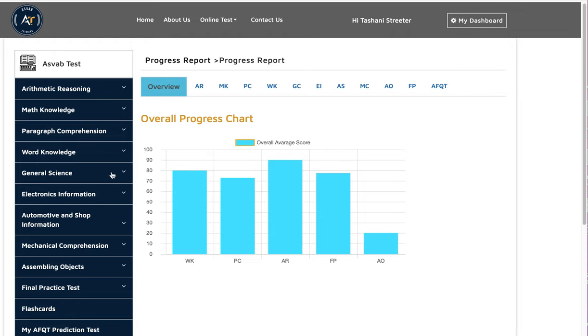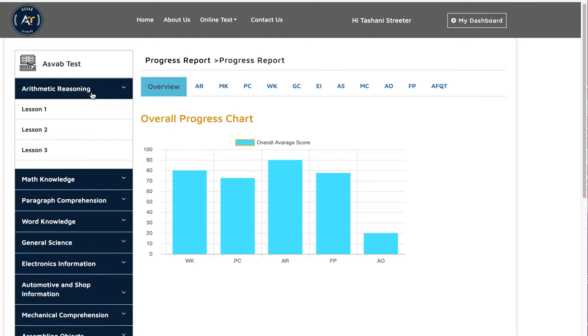So you can see here her overall progress report in ASVAB Tutoring. She did only 6 sessions through our program, and she improved her score tremendously. Her word knowledge score is 80%, paragraph comprehension 72, arithmetic reasoning 90, and the final practice test is 77.5. The ASVAB score is based on your math skills, that is arithmetic reasoning, paragraph comprehension, and word knowledge. If you don't do well in other areas, it doesn't matter.